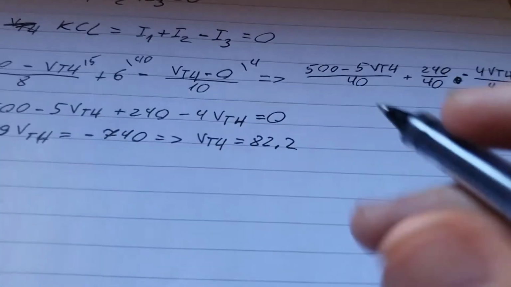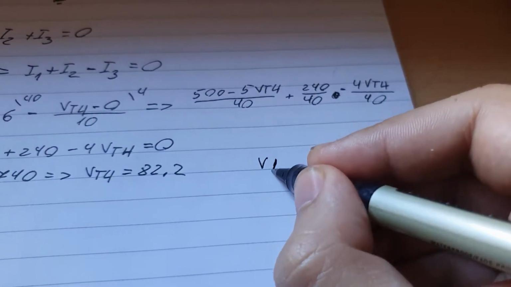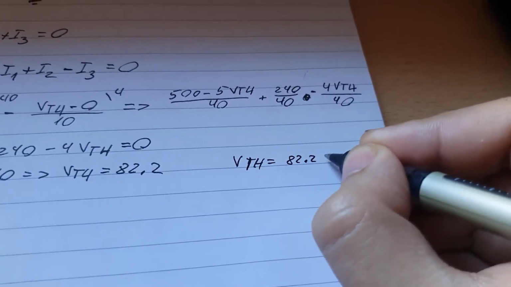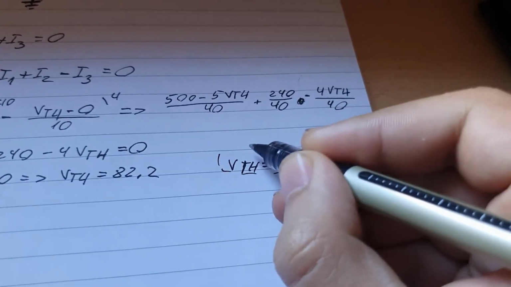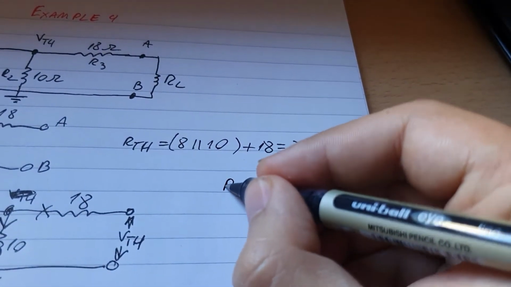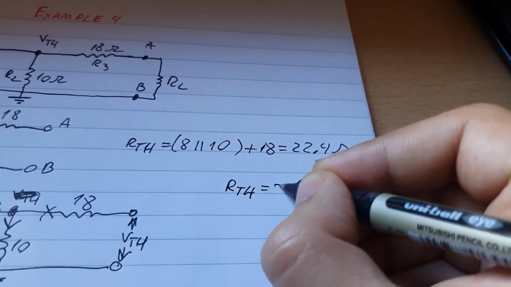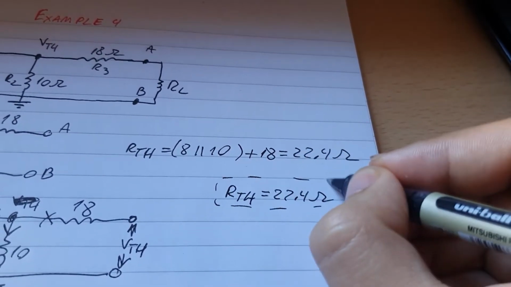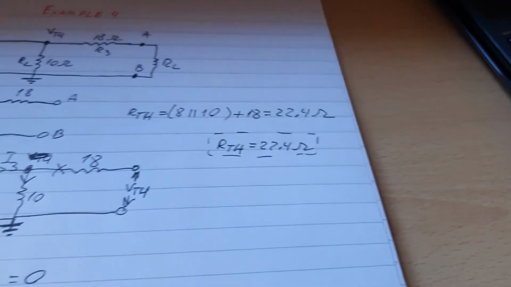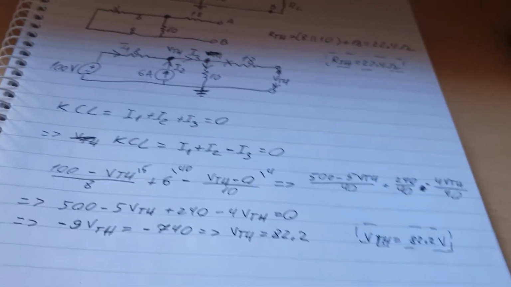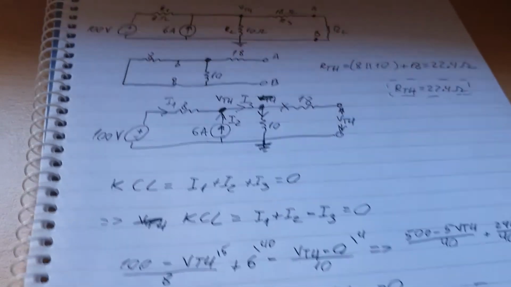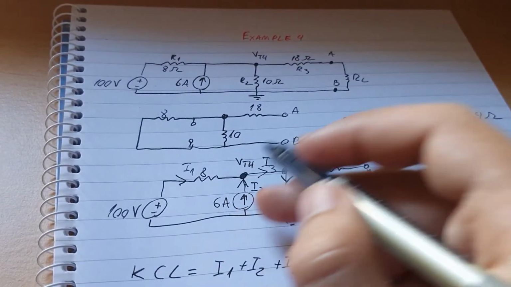Okay, so then VTH is equal to 82.2 volts. So let's remember this one. We already got RTH, so RTH is equal to 22.4 ohms. And again, this is actually really simple, isn't it? Because we got the current, it made the calculation to find the node voltage a lot easier.